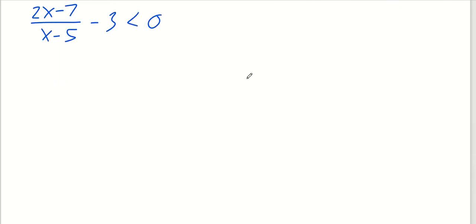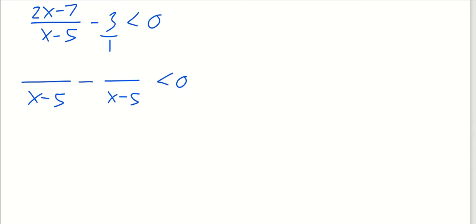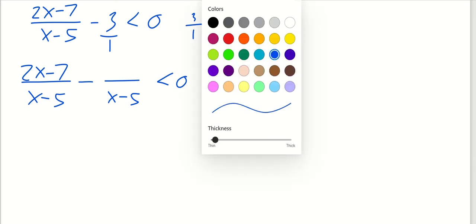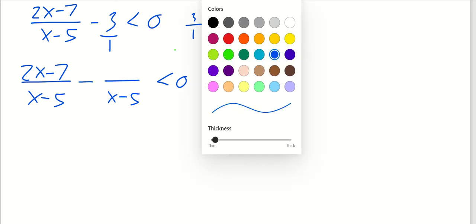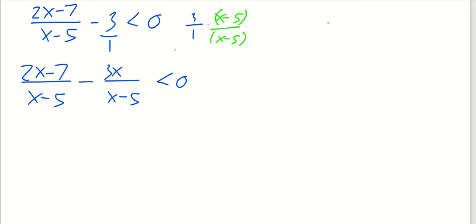The next step is we need to combine that left-hand side into a single fraction. So we need to get a common denominator. The 3 we can think of as 3 over 1. The common denominator is going to be x minus 5. So with that fraction 3 over 1, what we would need to do is multiply numerator and denominator by x minus 5, and that will produce 3x minus 15. So we get a common denominator. That will now allow us to subtract the numerators.